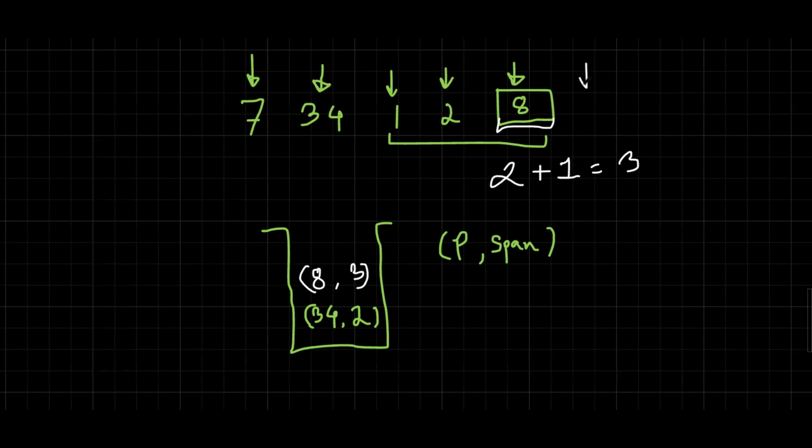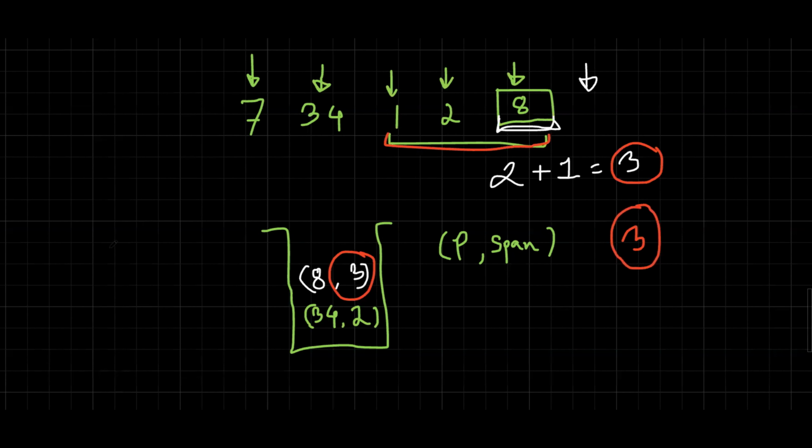Now we have reached out of bound and we have completed all of the iterations. So here, what is the corresponding second element of this element 8? The corresponding second element of this element 8 is 3, which is this 3. So here, for this element 8, the span will be 3. I hope you understood the algorithm.